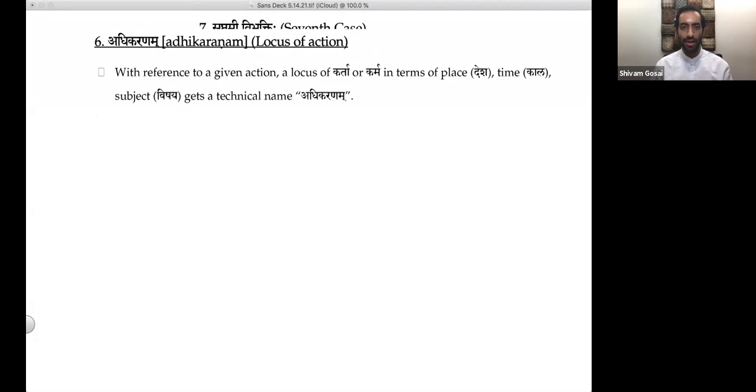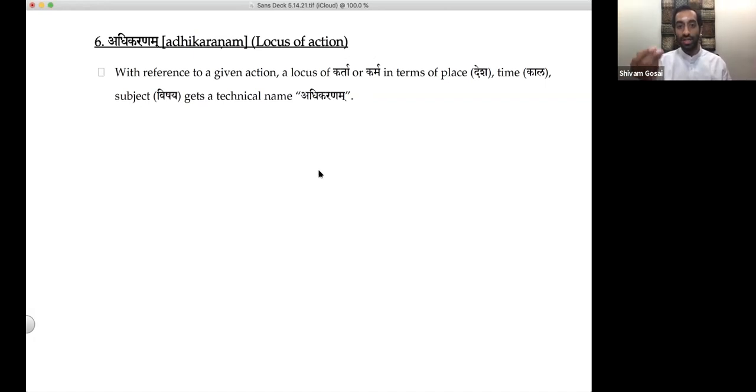So adhikaranam. The seventh case is employed to convey adhikaranam. But as I've said before, the concept of karaka and the concept of vibhakti are separate. So the seventh case can convey other things, but one of the things it conveys is adhikaranam. Adhikaranam, locus, means locus of action. Locus means location, right? Location of an action.